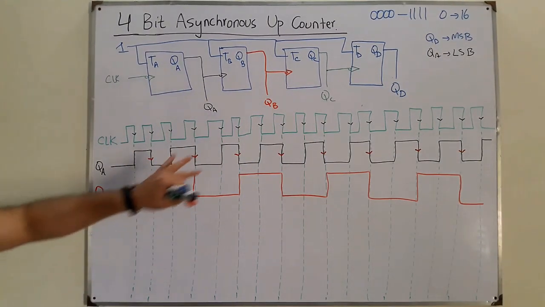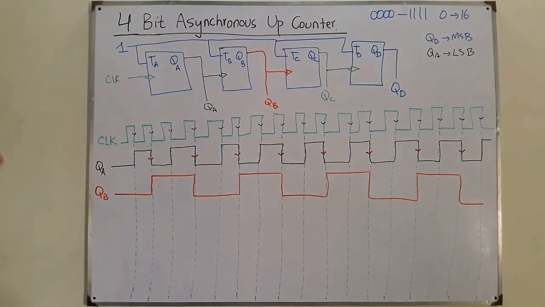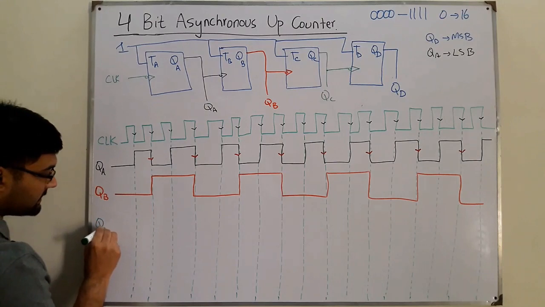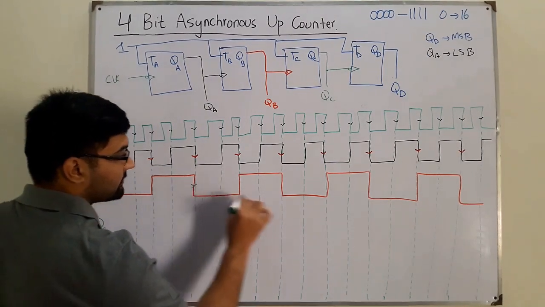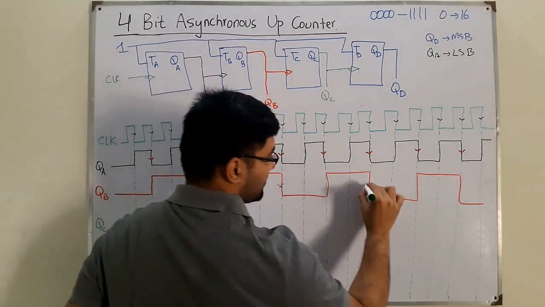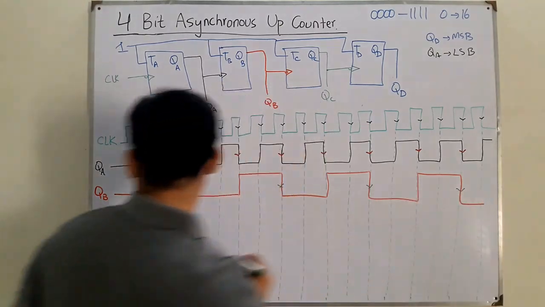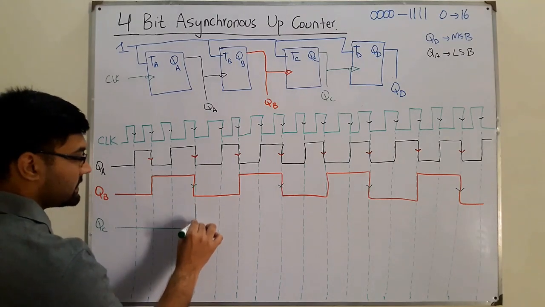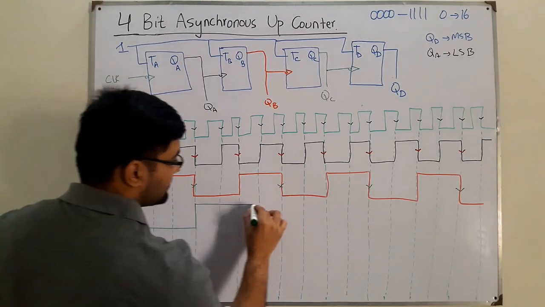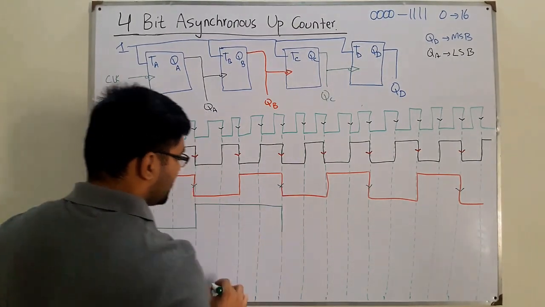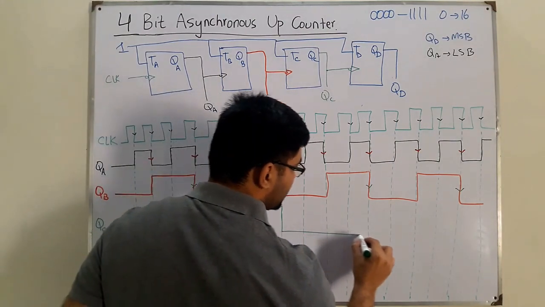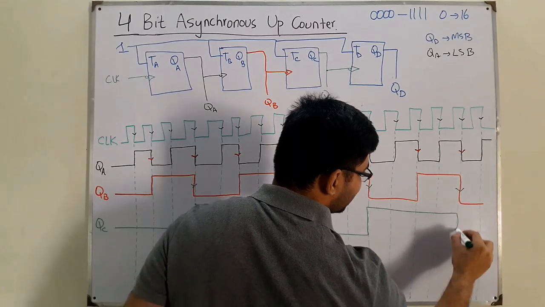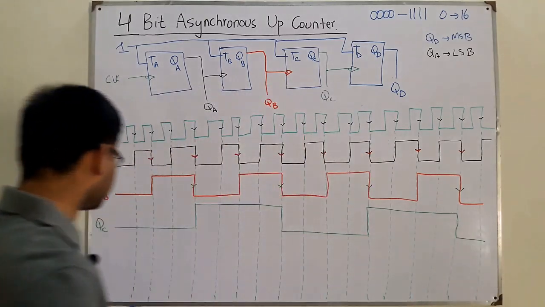Now this QB is given as a clock pulse to QC, which means QC will operate on the negative edges of QB. So this is QC and these are the falling edges of QB. Initially let's say it was 0, so it will stay 0 till the negative edge, it will go high, then it will stay high till the next negative edge, go low, then stay low till the next falling edge, then go high, then stay high till the next falling edge, and then go low finally.